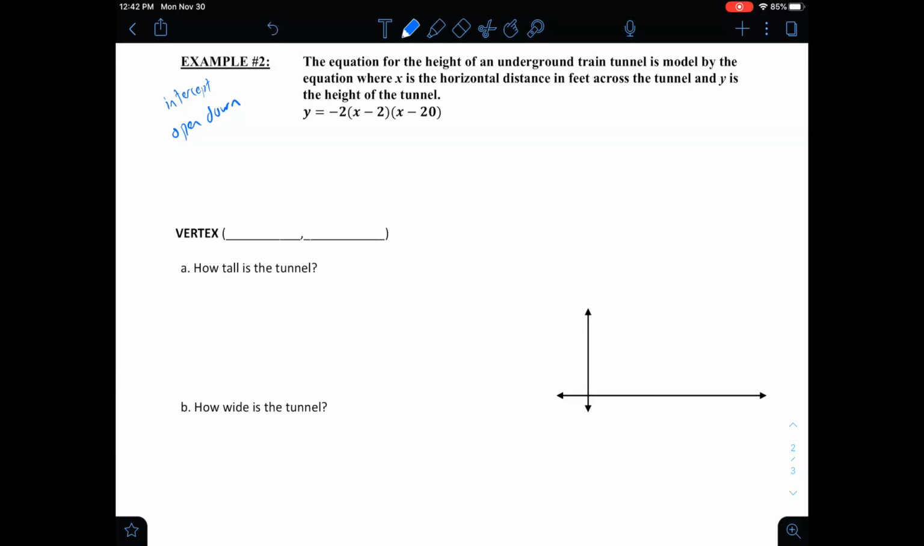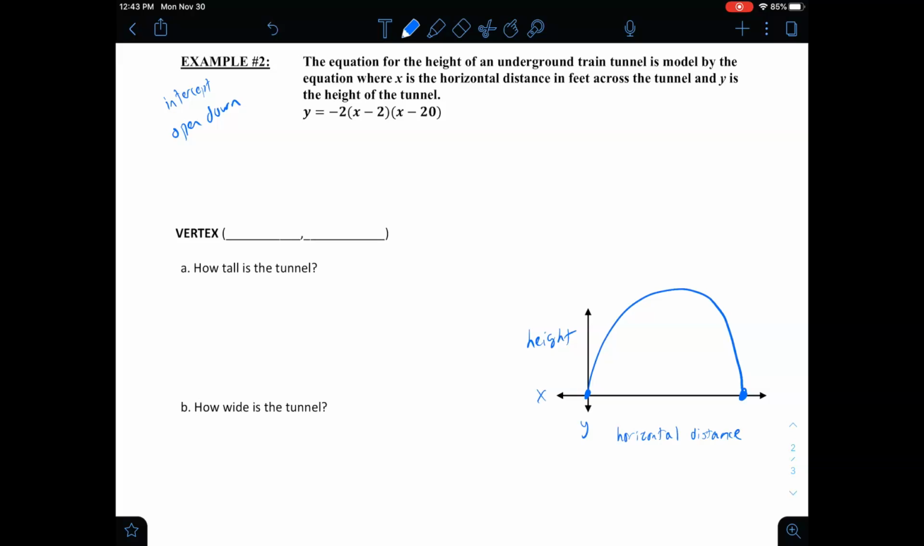So we're going to start like this. Here's the tunnel. So this parabola is actually going to represent what it's going to look like if you were looking down the tunnel. Okay, so we have x and y. x is horizontal distance, and y is vertical distance, or height.